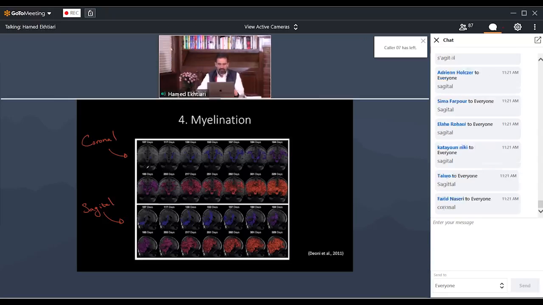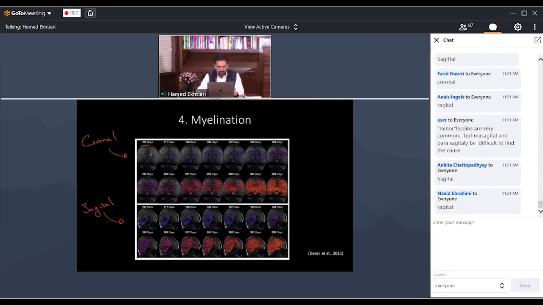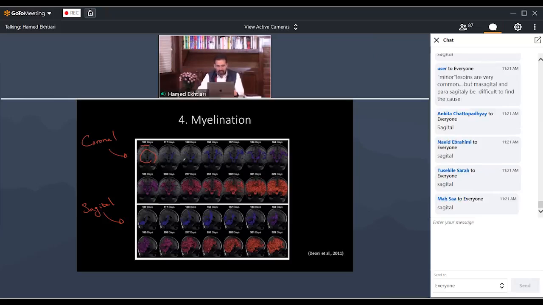This one is sagittal. As you can see here, in really early childhood we do not have very much myelination, and myelination happens almost entirely after childbirth. So before childbirth, we do not have all this myelin development.